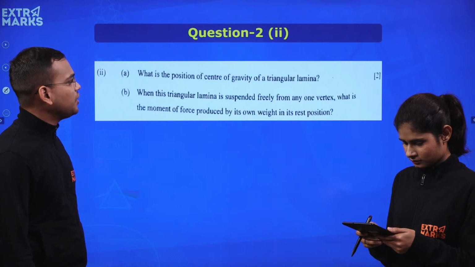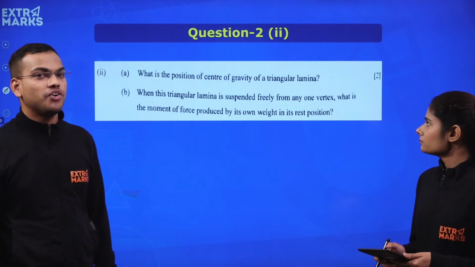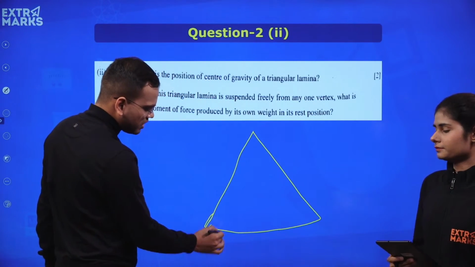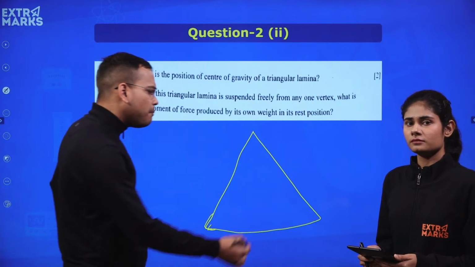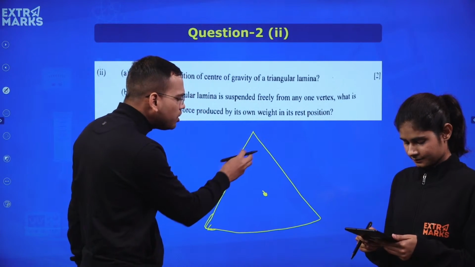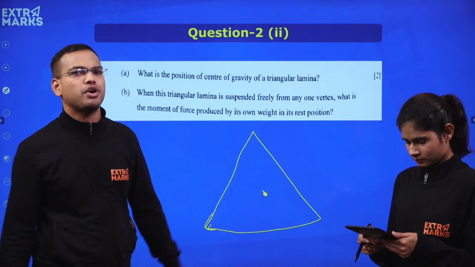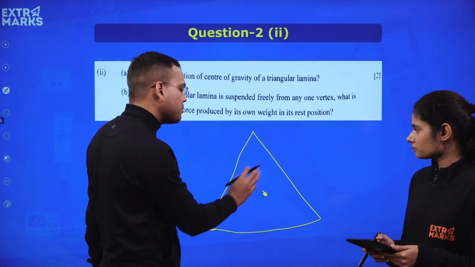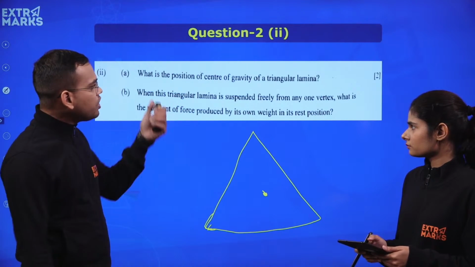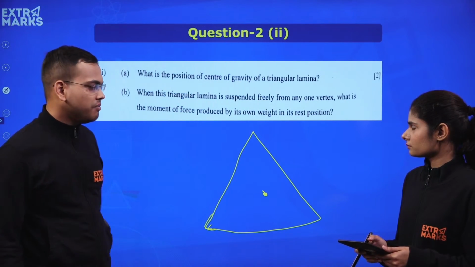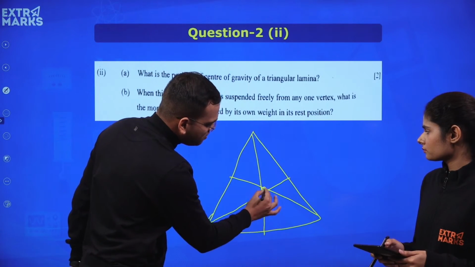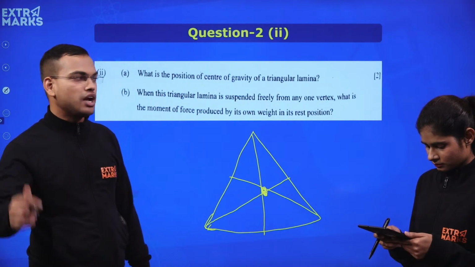Now let's come to the next question: what is the position of center of gravity of a triangular lamina? Very simple. Center of gravity is that point about which the moment of all the small masses will be 0, including clockwise and anti-clockwise. But what is the position of center of gravity of a triangular lamina? It is the point of intersection of the medians. If all the medians intersect at a particular point, that will be the center of gravity of a triangular lamina, right?